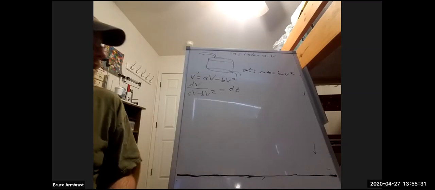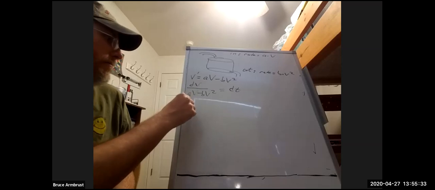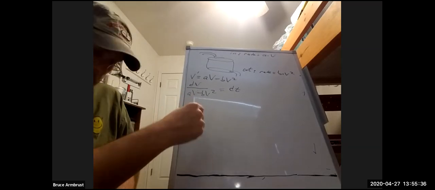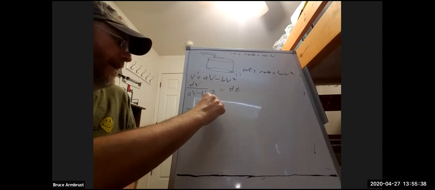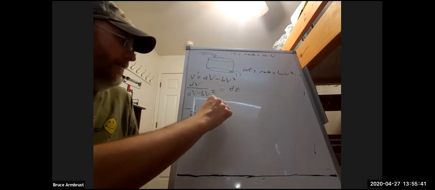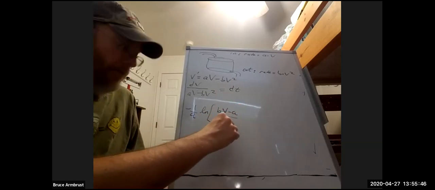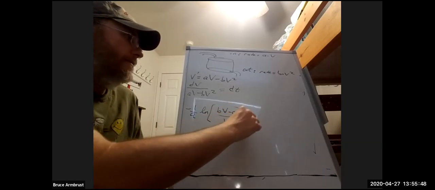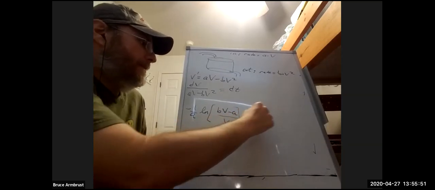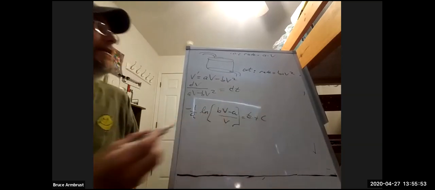Okay, so we have a times v minus b times v squared. Integrate that with respect to v. All right, so I get minus 1 over a times the natural log of (bv minus a) over v, and that's going to equal t plus c.